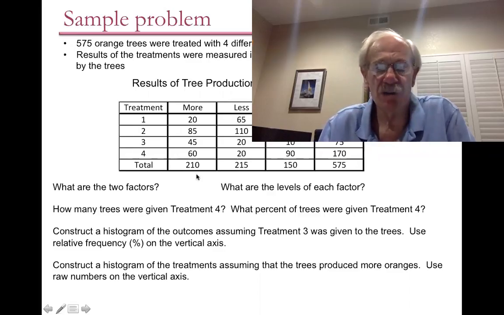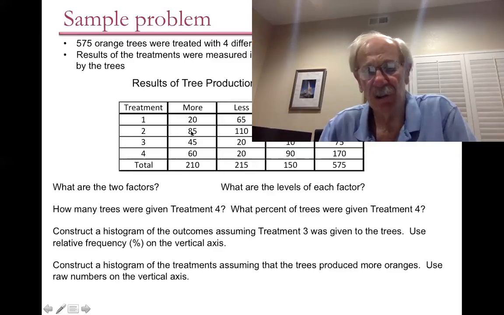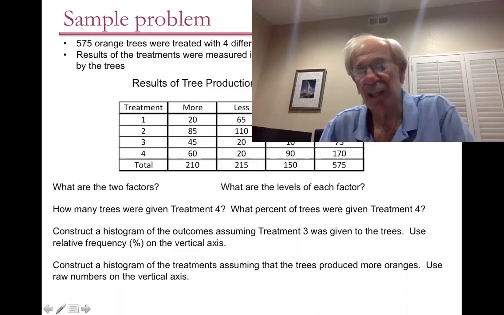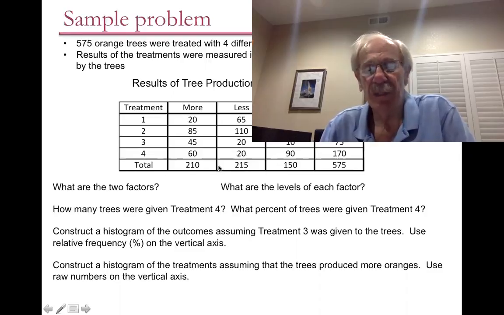And the other marginal would be the production level, these 3 values total. So I would get a marginal distribution saying that 210 out of 575 had more fruit, 215 had less fruit, and 150 had the same. 150 out of 575, I would do the percents. So that's what marginal does, and that only tells me the summary of what happened with the experiment.